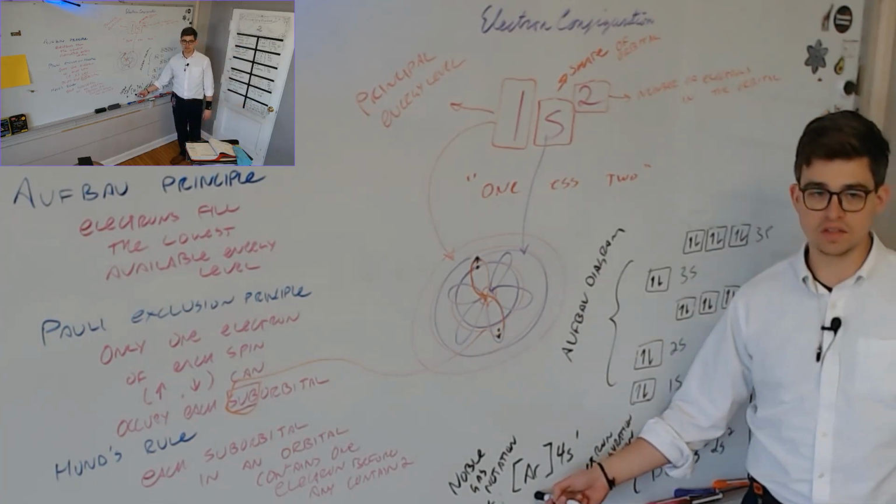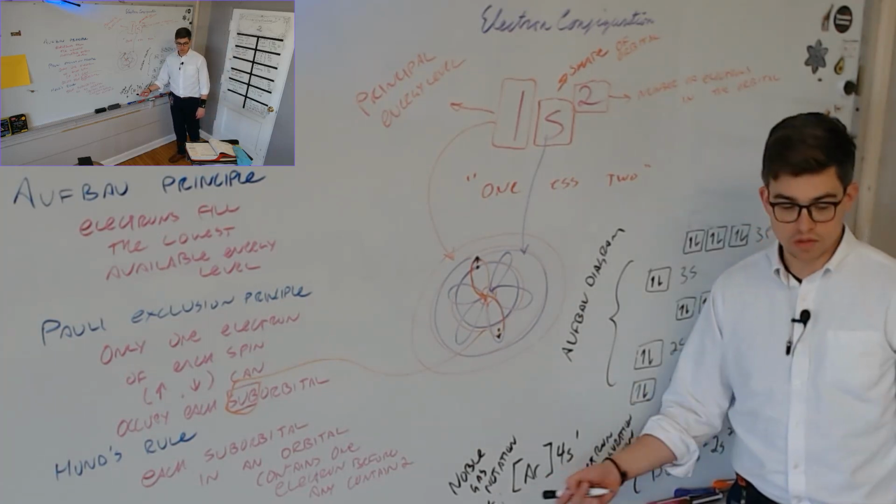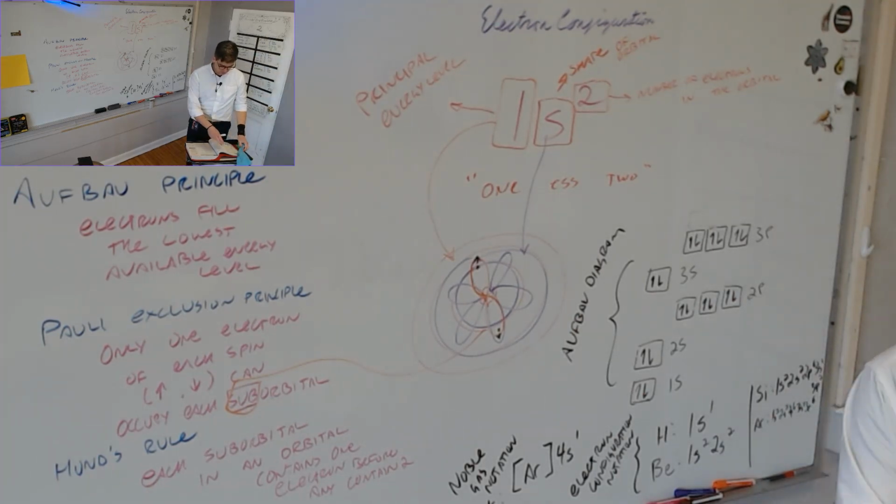Sometimes the instructions will say, use electron configuration notation. Other times it'll say, use noble gas notation. And just so you know, when you do krypton, you can't just put krypton in brackets. That's not its noble gas notation. Its noble gas notation is argon, 4s2, 3d10, 4p6.